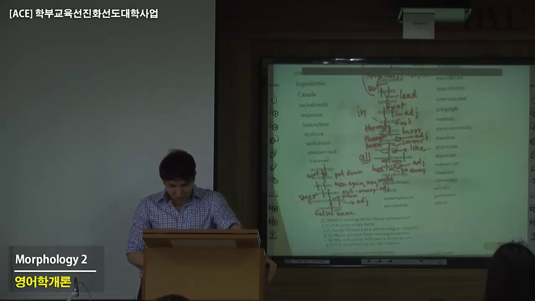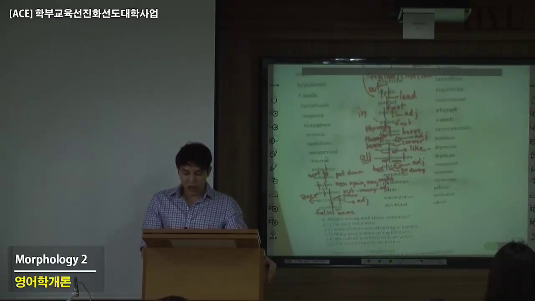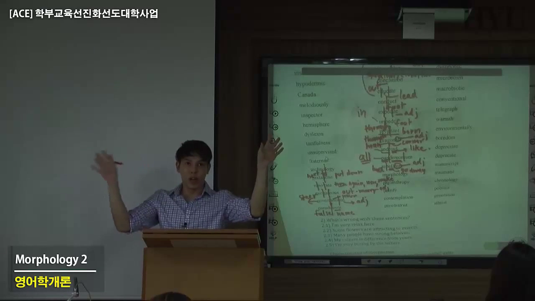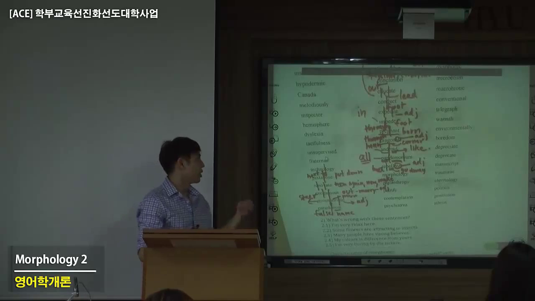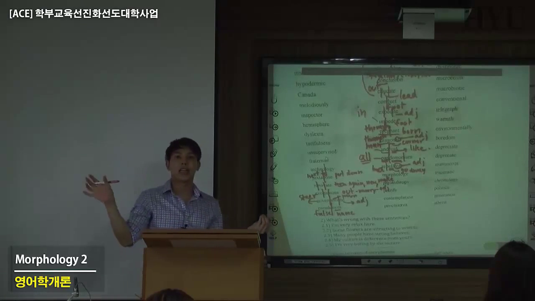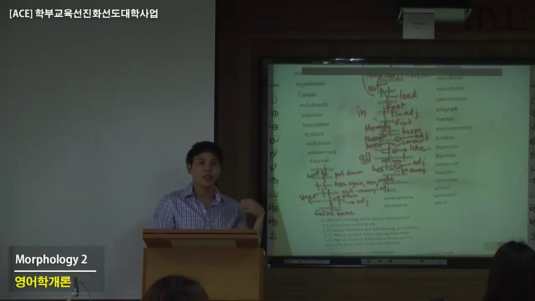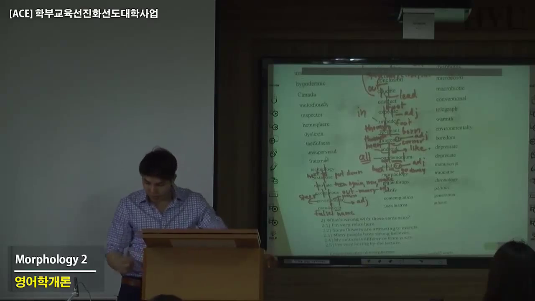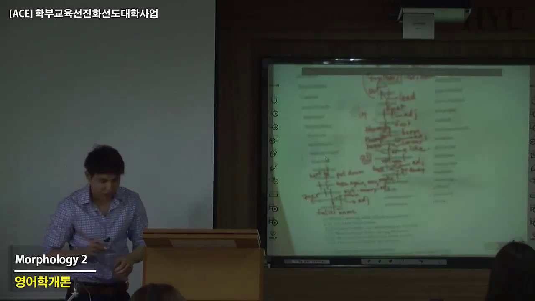We have five more words for the second column. Morphology. We have morph and logy. Morph or morpho and logy. Okay? Morph means form, like form or shape. Logy is the study of. Okay? So the study of form or shape, that's morphology, right? We study form of words, shapes of words, and so on. Okay? So we have morph or morpho and logy.